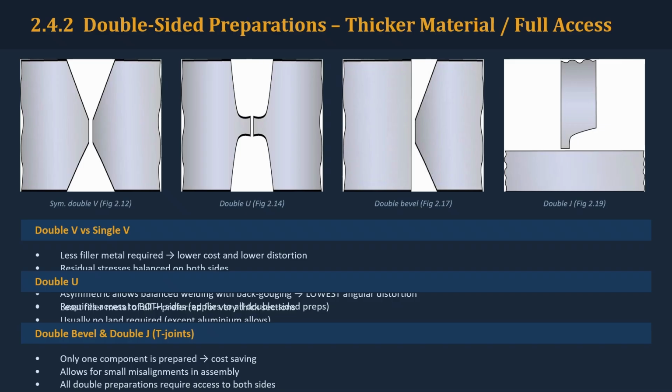Double bevel and double J preparations are especially useful in T-joint applications because only one component may require preparation. The important practical limitation is straightforward. Double-sided preparations require access to both sides. In real fabrication, preparation selection is therefore a compromise between weld volume, preparation cost, access, distortion control, production time, and the required weld quality. The inspector should understand why a particular preparation was selected because it helps explain what dimensions and conditions need to be controlled during fit-up.